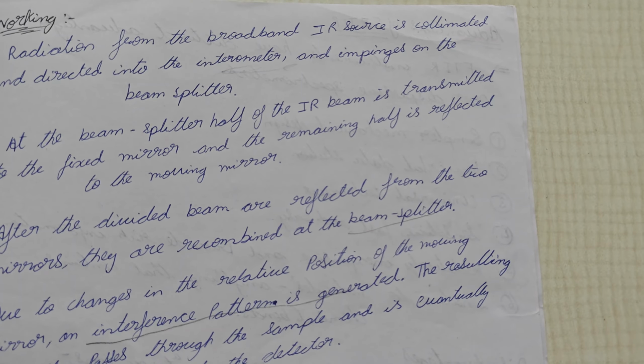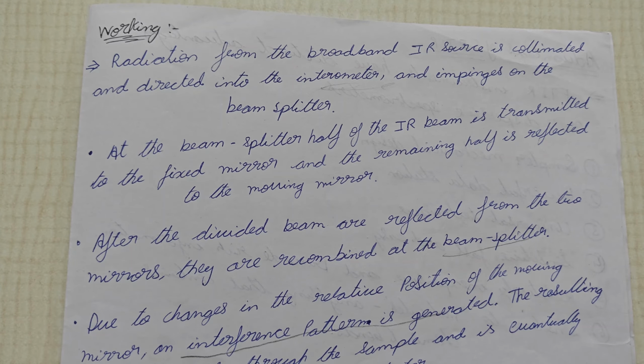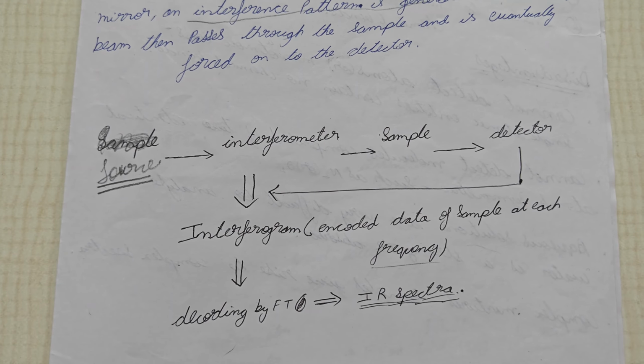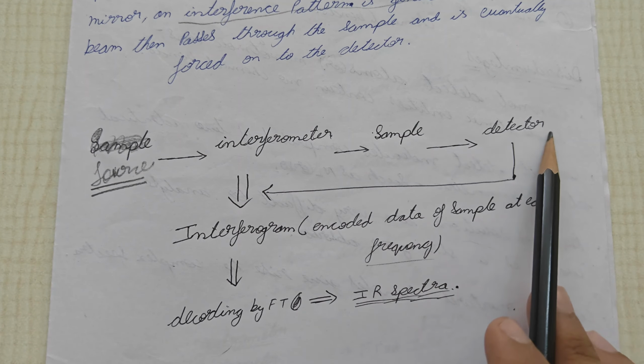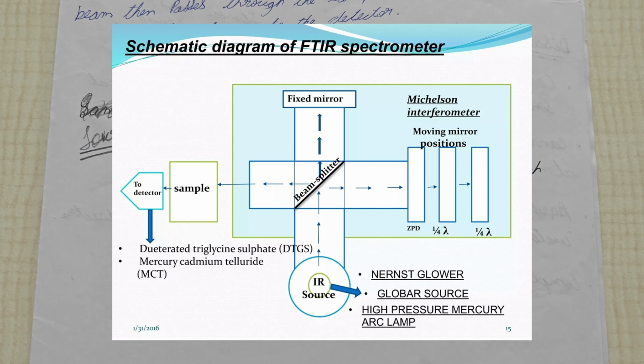Next, the working. Firstly, I'll explain the diagram. Here we have the source, interferometer, sample, and detector. Firstly, in the middle the IR source is present. There are various types of IR source, which we already discussed. From the IR source, the light travels to the beam splitter.